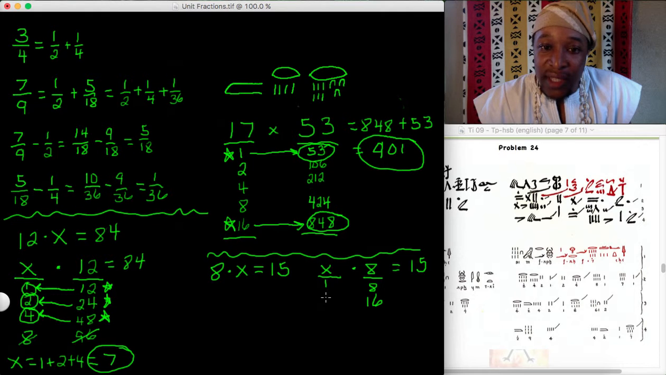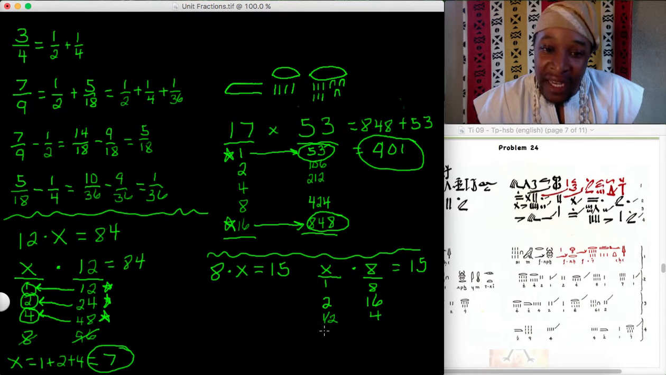We double once, we start with 8, that's once. We double twice, we get 16. That's already larger than 15. So, oh my goodness, what do we do? We halve it. So instead of doubling, we can also halve. So now we're going to find half of 8, which will give us 4. Okay, so now, 16 and 4, that's 20, that's too big. 8 and 4, that's 12, that's too small.